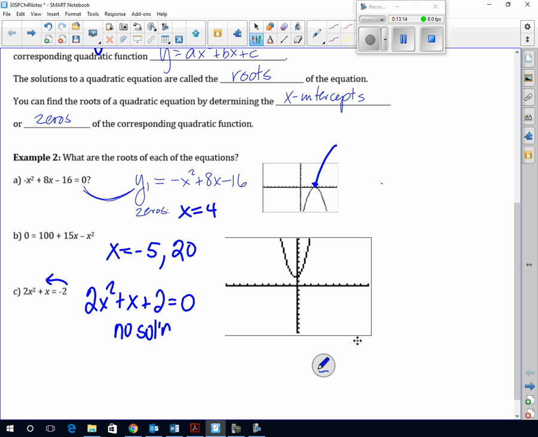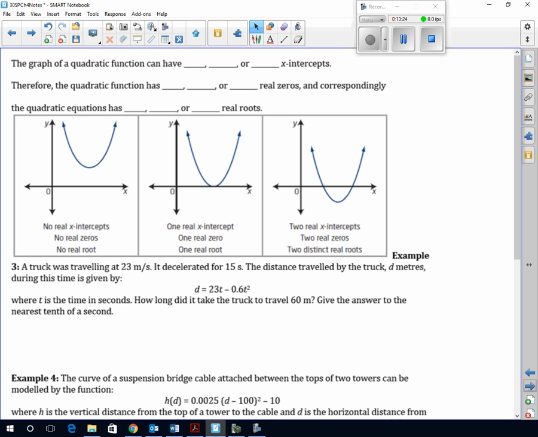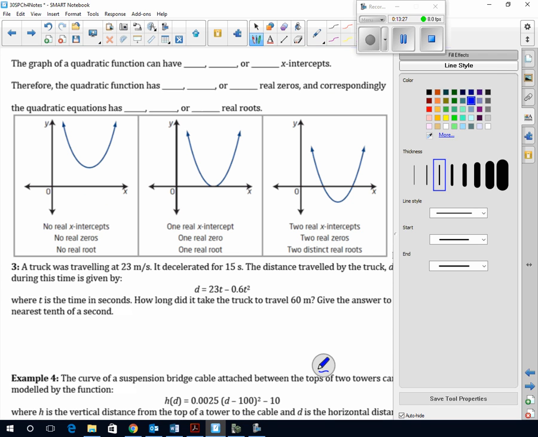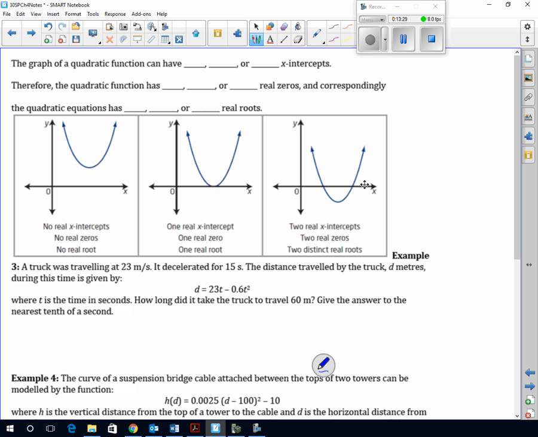Okay, moving on. The graph of a quadratic function can have 0, 1, or 2 X-intercepts. Does that make sense to you that it has 0, 1, or 2? Here's a visual of 0, 1, or 2. We also did that when we did the graphing calculator stuff. Therefore, a quadratic function has 0, 1, or 2 real zeros, and correspondingly, the quadratic function has 0, 1, or 2 real roots. It's all the same thing. So you have to have your lingo all intertwined there.